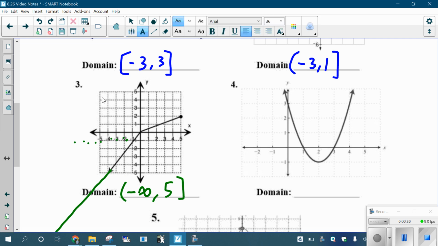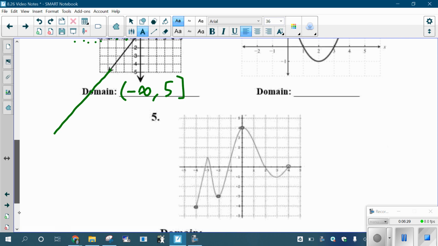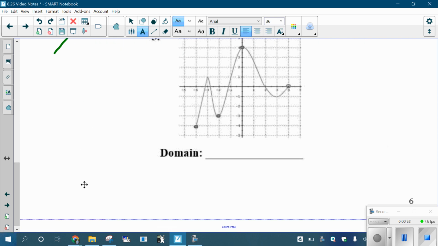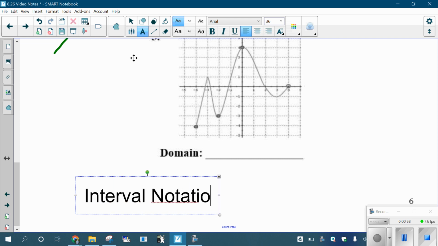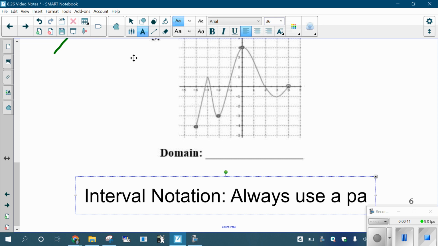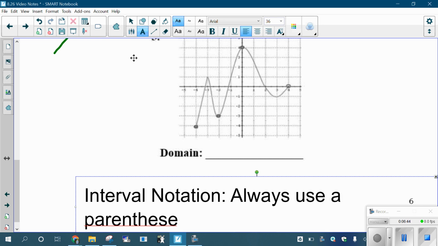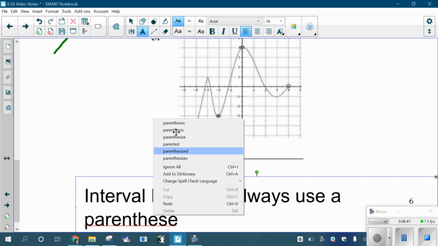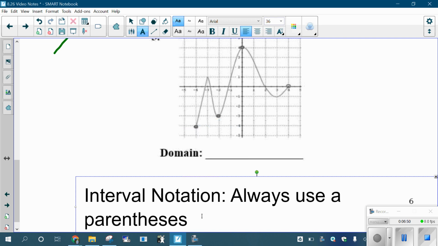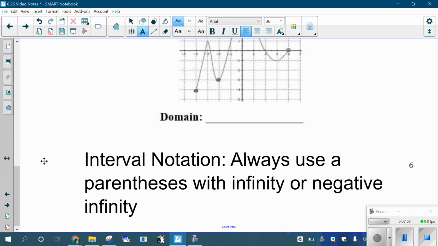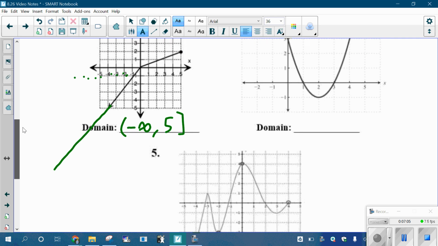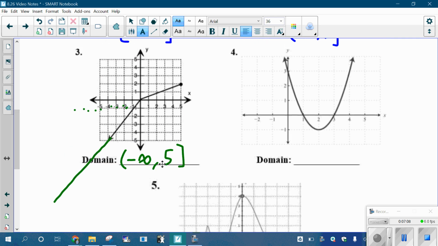If you want to write that down with interval notation, it's a good thing to write down here at the bottom. When you're using interval notation, always use a parenthesis with infinity or negative infinity, because you never touch them. Cool. So there's our domain, negative infinity to 5.